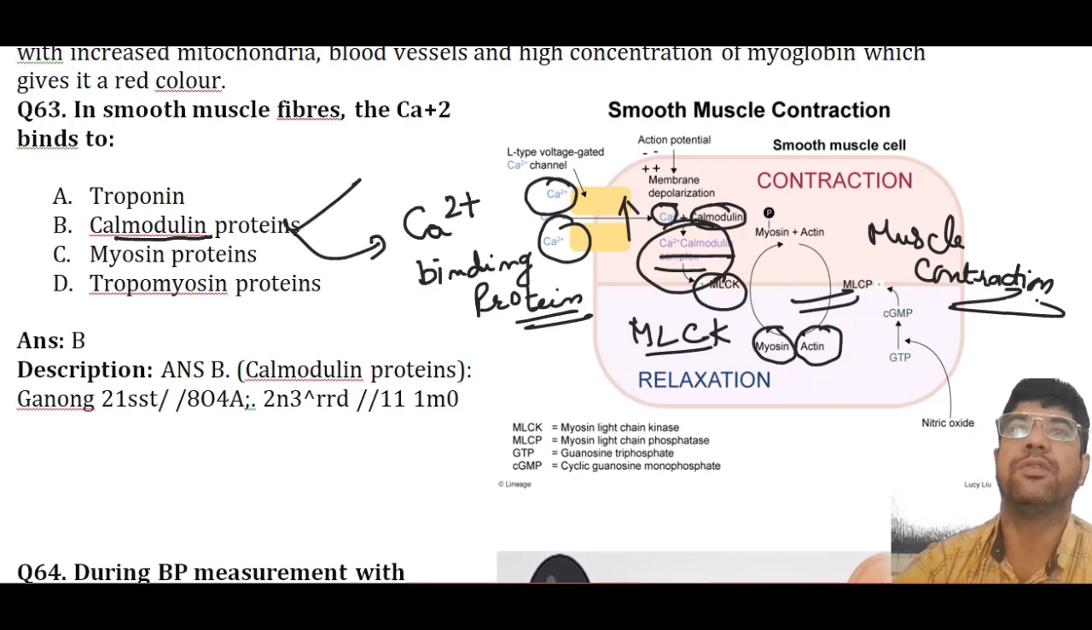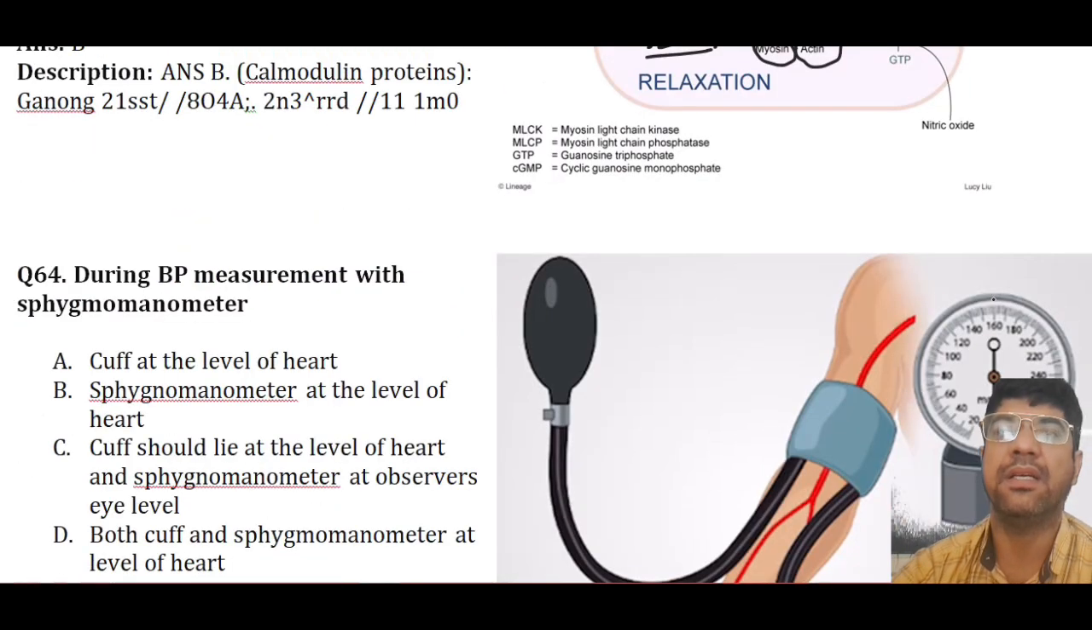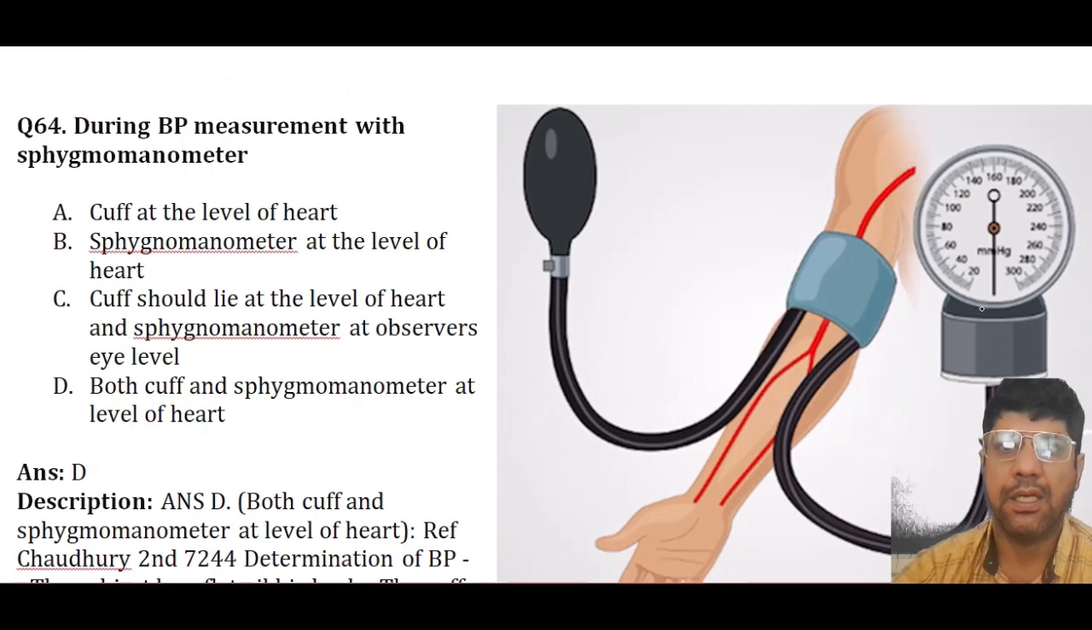Coming to the next question, during BP measurement with sphygmomanometer. So when measuring BP with a sphygmomanometer, it is important to ensure that the cuff and the device are properly positioned to obtain an accurate reading.